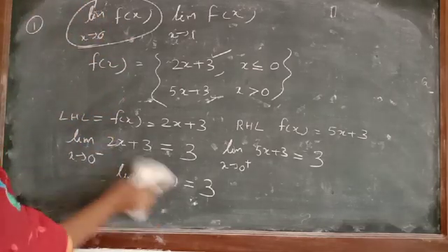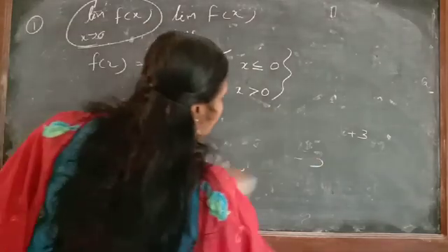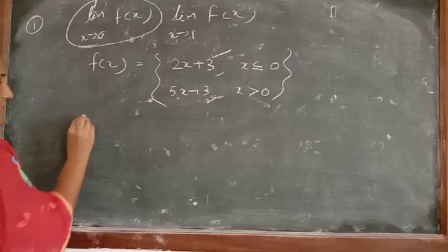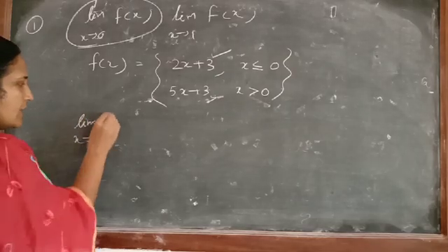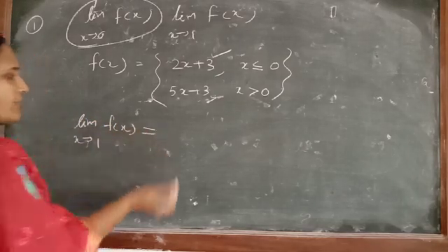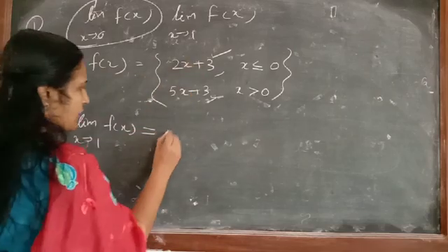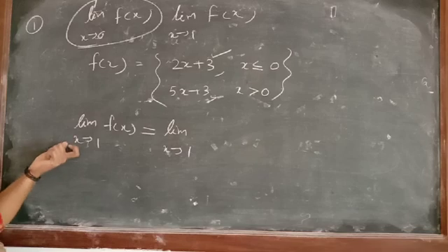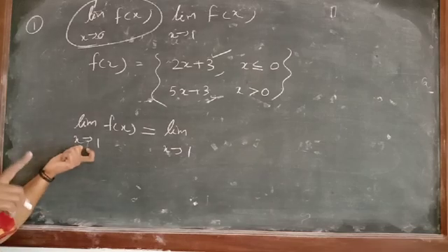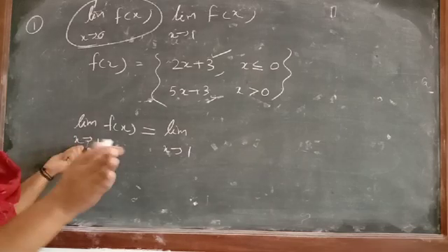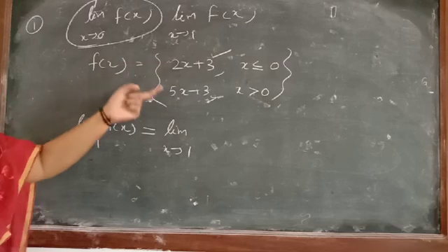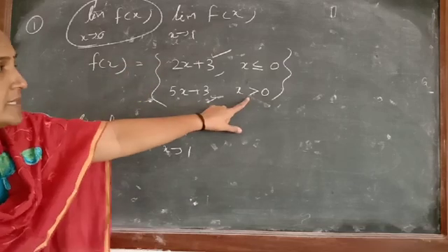Limit x tends to 0, f of x is equal to 3. Second one is given, we have to calculate limit x tends to 1, f of x. Can you tell me out of these two functions, which one we have to take? Limit x tends to 1. X is equal to 1 means the value of x is slightly reaching 1 there, means it is greater than 0. So out of these two functions, when x is greater than 0, which function is given there?